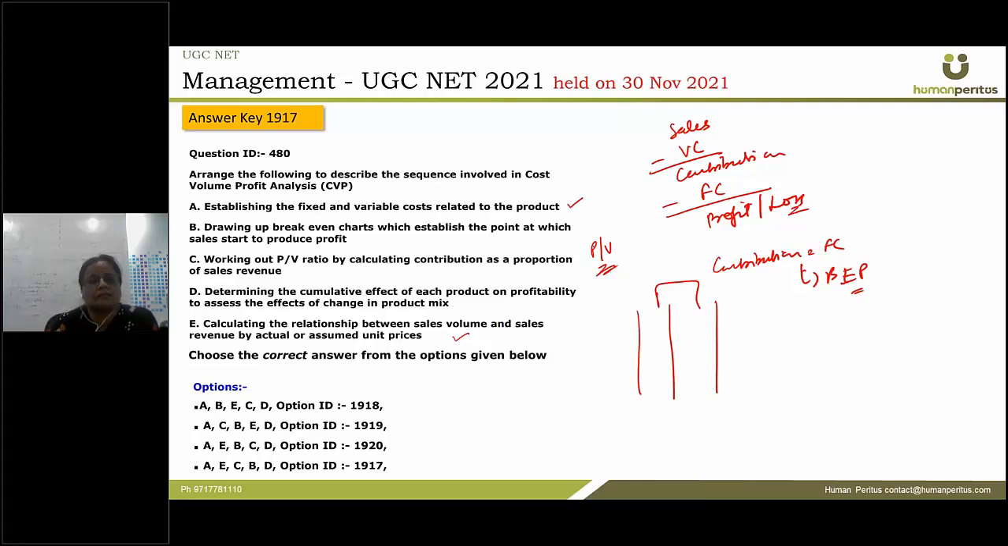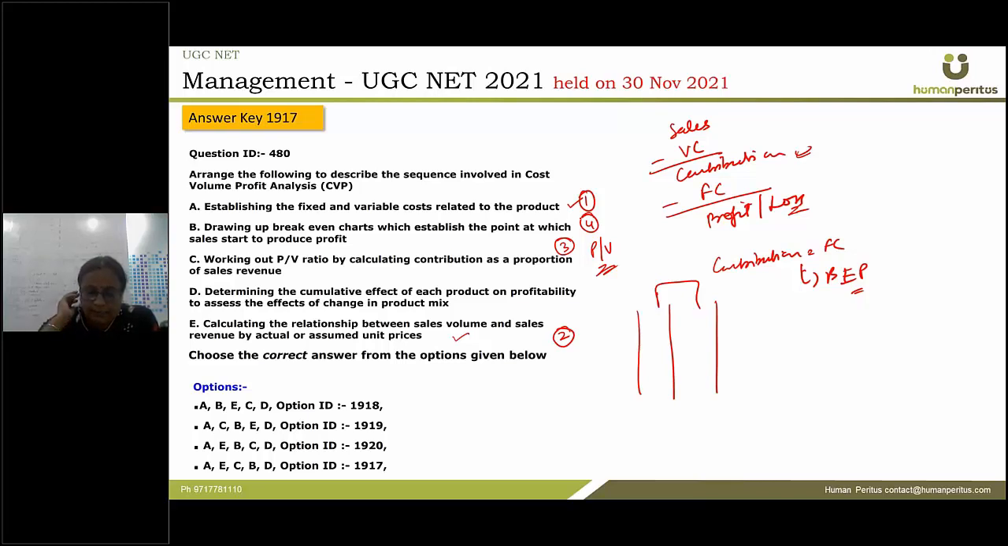So calculation of break-even point or break-even chart, that is a later part of this process. So first is this A, second is this E, and then we calculate PV ratios by calculating contribution as a proportion of sales revenue. And then what next? Then we come to break-even charts, which establish the point at which the sales start to produce profit. Whenever this contribution is able to recover fixed cost, that is the point which gives us the break-even point for our sales, right?